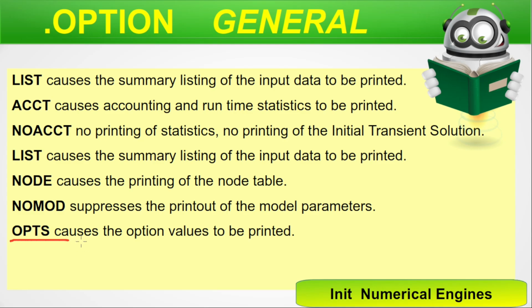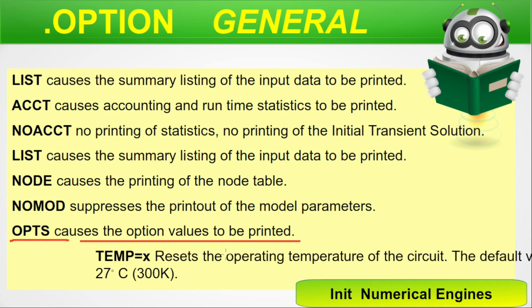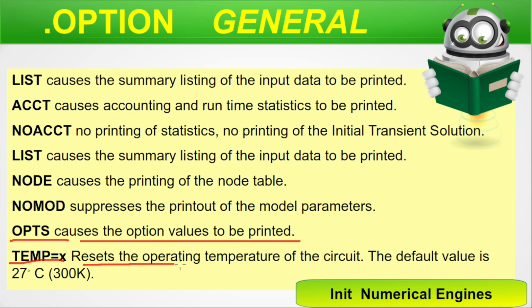OPTS causes the option values to be printed. TEMP equal to X resets the operating temperature of the circuit. The default value is 27 degrees, that is 300 Kelvin. Now this is very important, and it is used in almost every SPICE simulation because we have three kinds of variation for PVT: process, temperature, voltage. Even though we have the process file from the dot model and so on, as we discussed in the last episode, the dot model, dot lib, how they are accessed, the temperature is finally controlled here for the SPICE simulation.